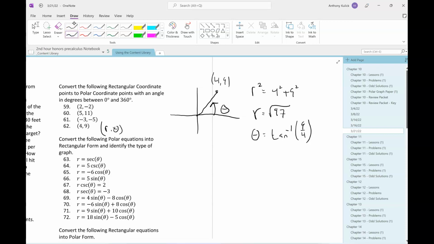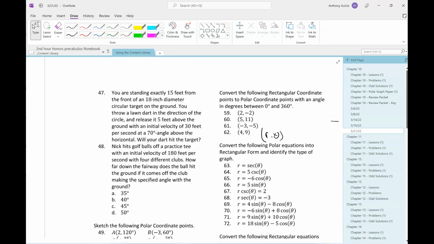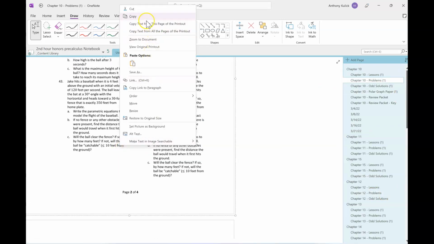Neato. Who else did I see had a hand? Enzo? 46 part A. Okie dokie. I didn't grab that page. Silly Mr. Kulik. You know, it happens.